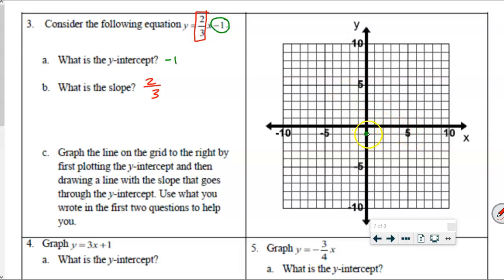From this point that I already graphed, from this point that I started with, that means I already have a rise and I have a run. Let's find those points then. From here, let's rise 2 and let's run 3 in the positive direction. There's another point that's going to be on the line. Repeat that process. Do it again. Rise 2 and run 3.